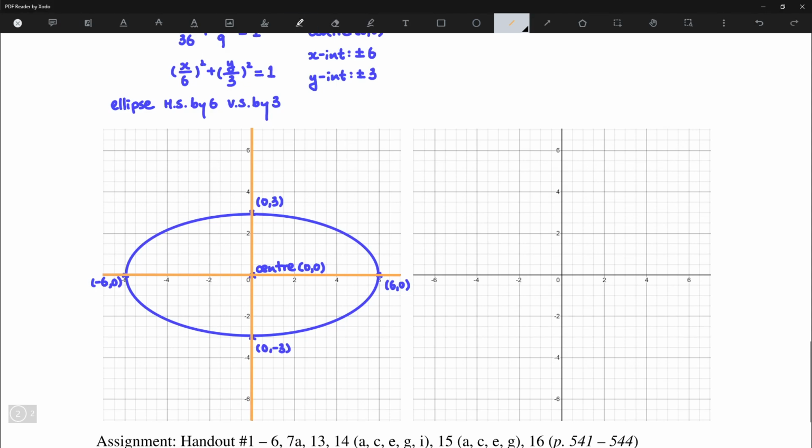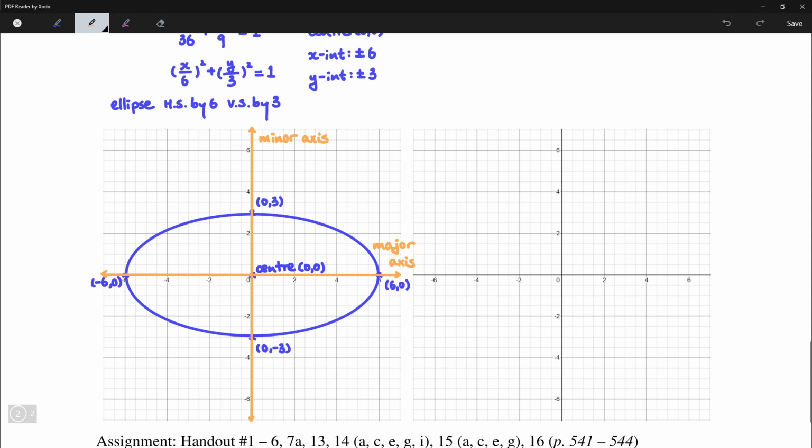Now, depending on whether it is the wider part or the narrower part of the ellipse, these 2 axes have different names. So the axis that goes through the wider part of the ellipse is called the major axis. And the line that travels through the narrow part of the ellipse is the minor axis. Okay.